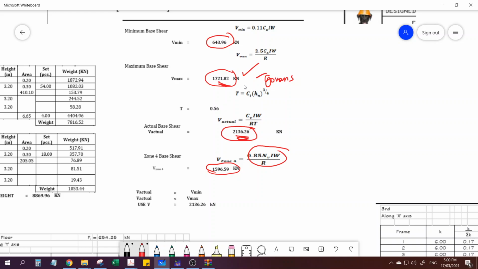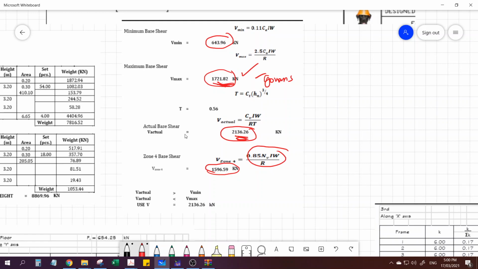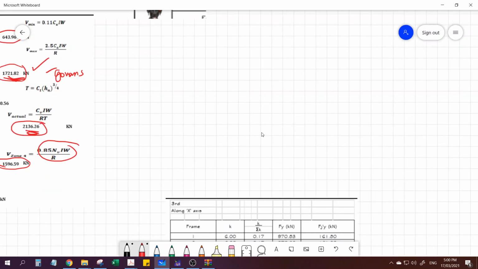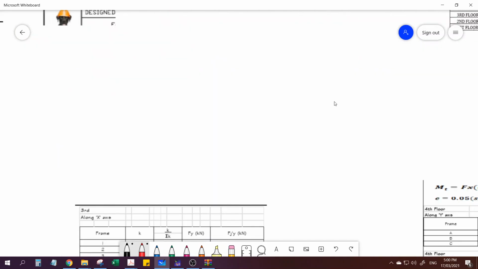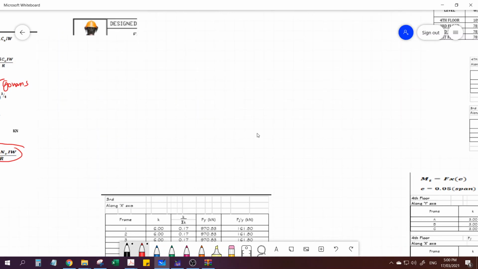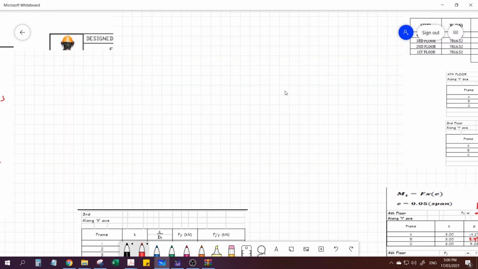So, remember, I told you na in most cases, sa low-rise, itong nag-govern. The Vmax. Okay? So, once meron na kayong base shear, 1,721.